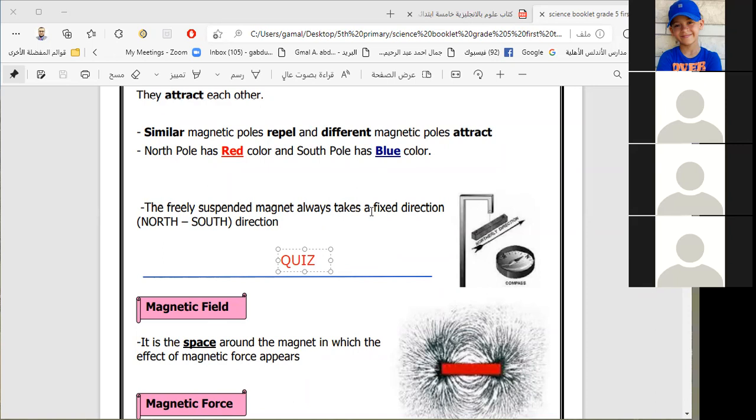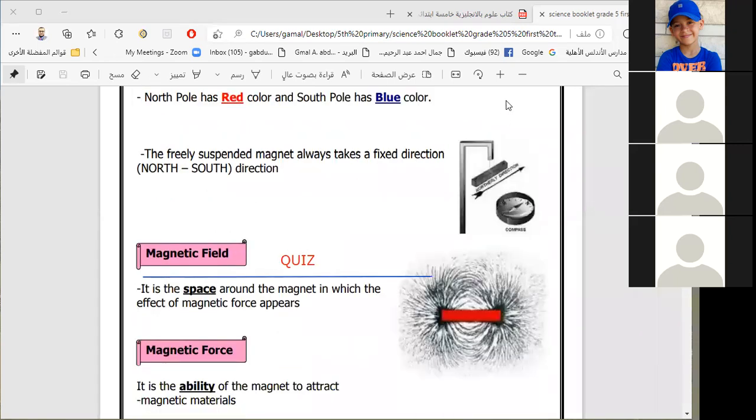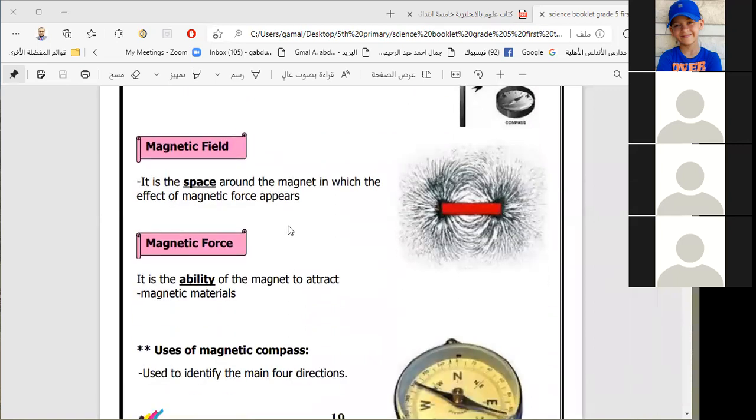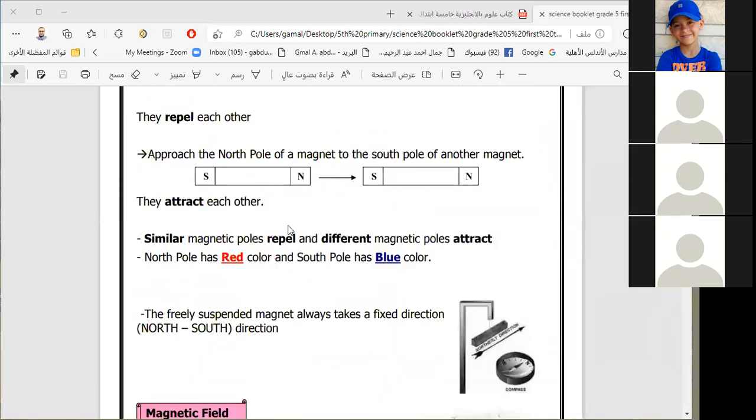Teacher, why does the freely suspended magnet always take a fixed direction? Excellent question, Ahmed. Thank you, Ahmed, for this question. This is a very good question, Abdullah. Why? Because you have to know that the planet Earth is like a big magnet.